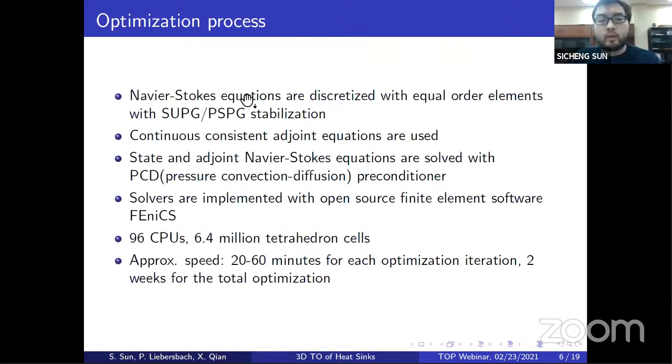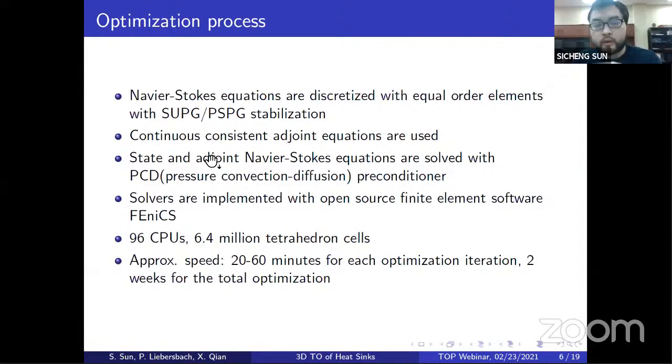The Navier-Stokes equations are always the key in flow-related optimization problems because they take a lot of computational cost. We discretize them with equal order elements for the velocity and the pressure, which can save some of the computational cost. We use SUPG and PSPG stabilization for these equal order elements. And we also solve a continuous consistent adjoint equation, which takes this stabilization into consideration.